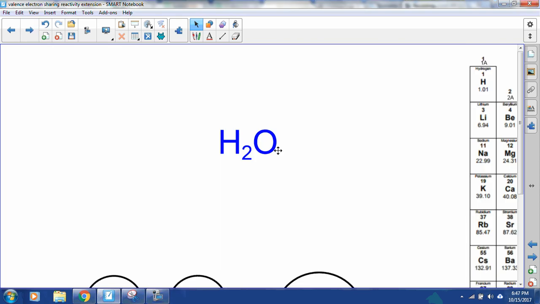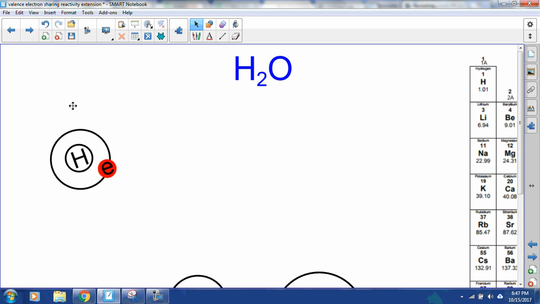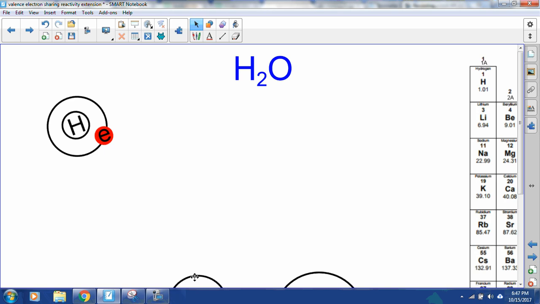And then that kind of shows how elements form compounds. So everyone knows that water is H2O. There's two hydrogens because that subscript goes only with the element in front of it. So here's my first hydrogen atom, and here's my second hydrogen atom.